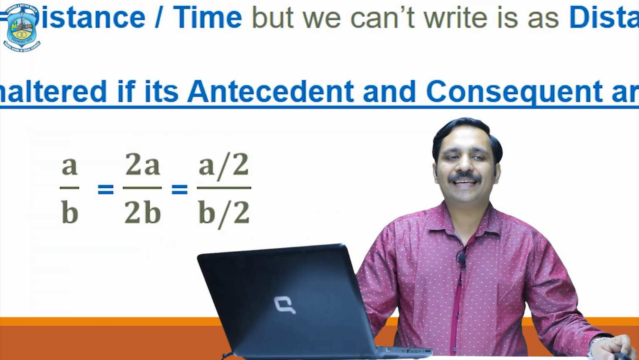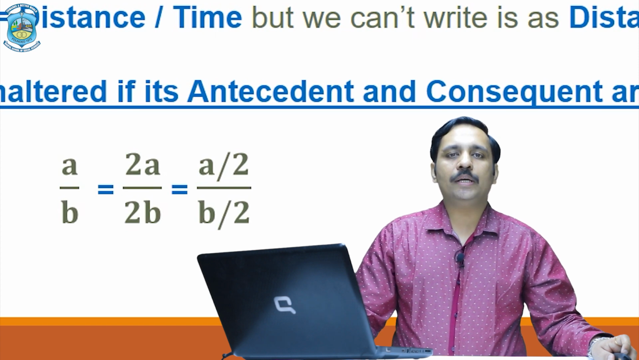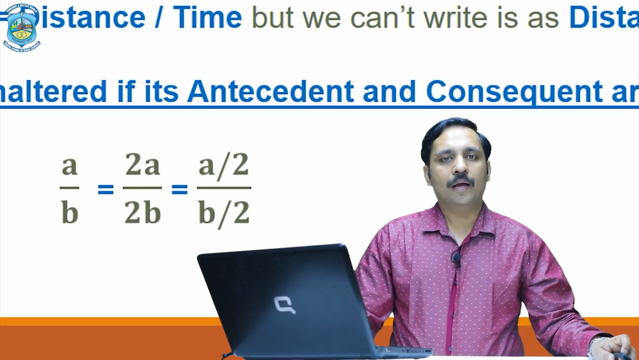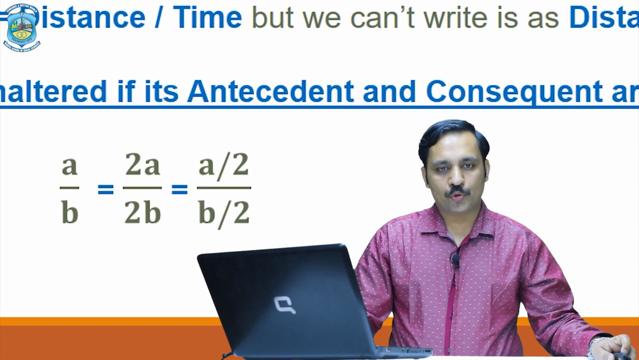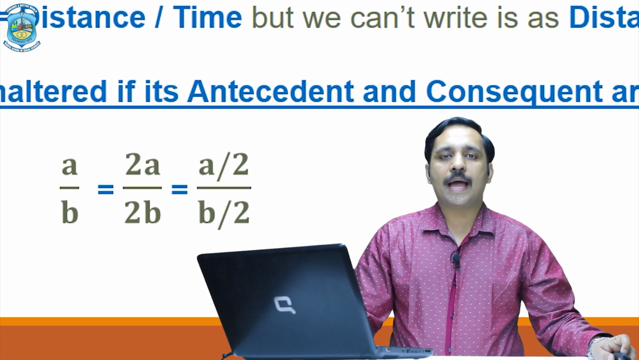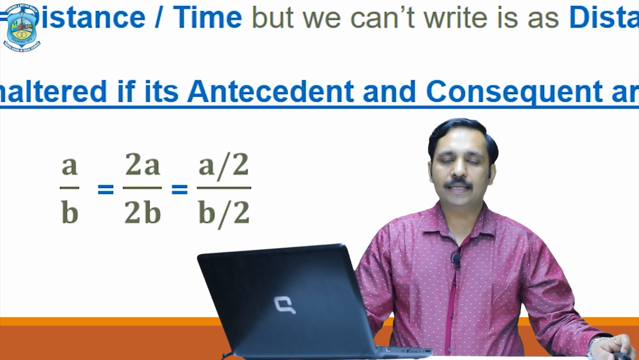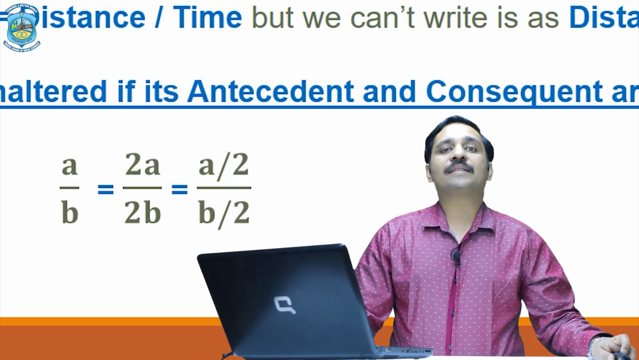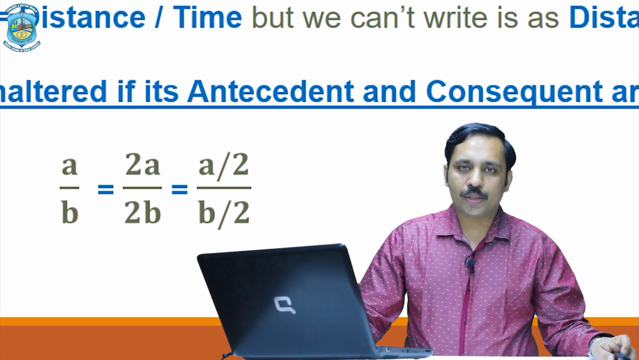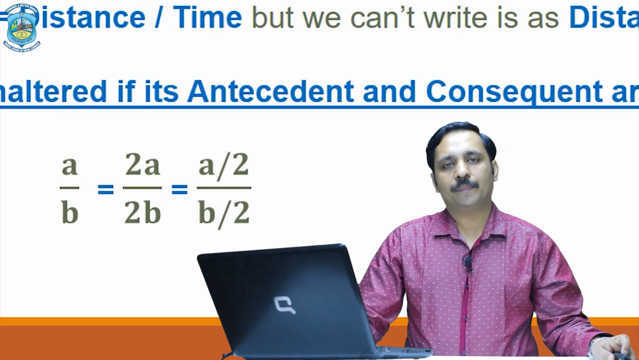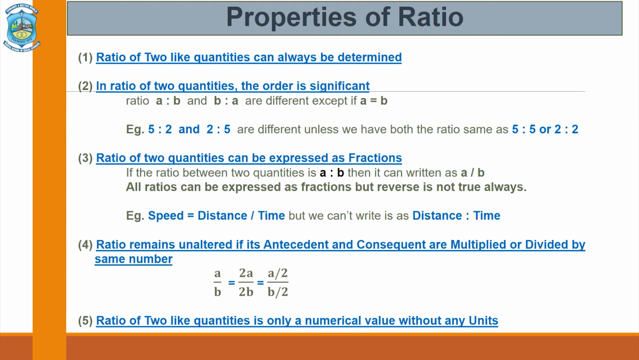Now, if I multiply each value by 2, that is 2 into A divided by 2 into B, my ratio doesn't change. Also, if I do A upon 2 and B upon 2, the ratio still remains the same. Hence, we say that ratio remains the same if its antecedent as well as its consequent is multiplied or divided by the same value. The next point, ratio of two like quantities is only a numerical value. It does not have any units. We don't have any units of ratios.